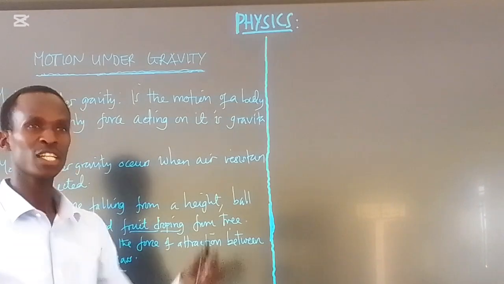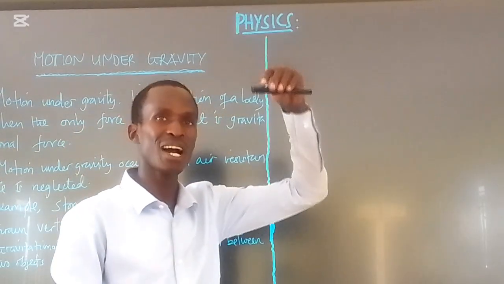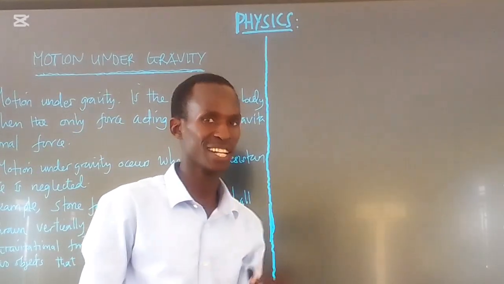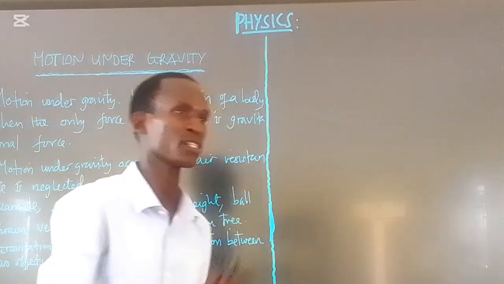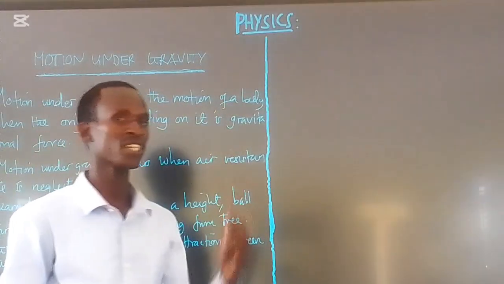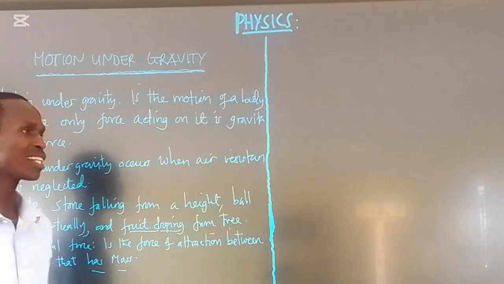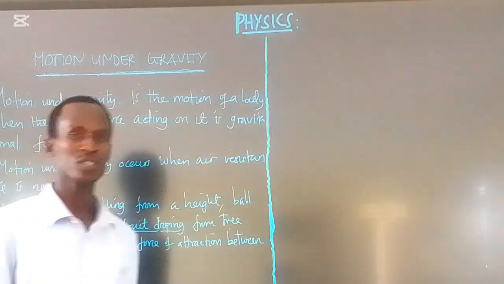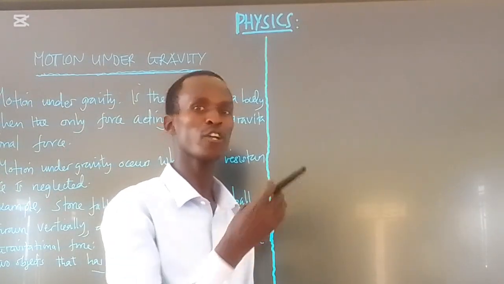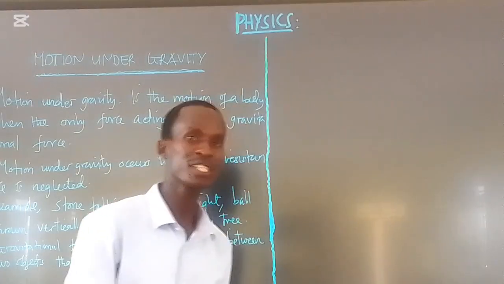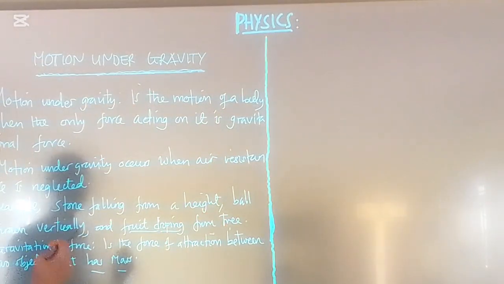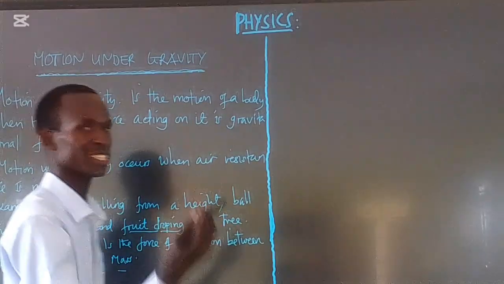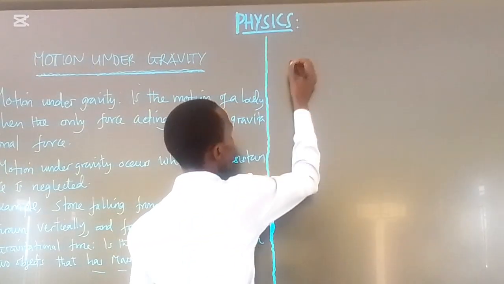When an object is falling down, it acquires an acceleration. That acceleration, we call it acceleration due to gravity. Why do we say it is acceleration due to gravity? This is because that acceleration has been caused by the gravitational force. That's why we call it acceleration due to gravity. And now, the value of the acceleration due to gravity.